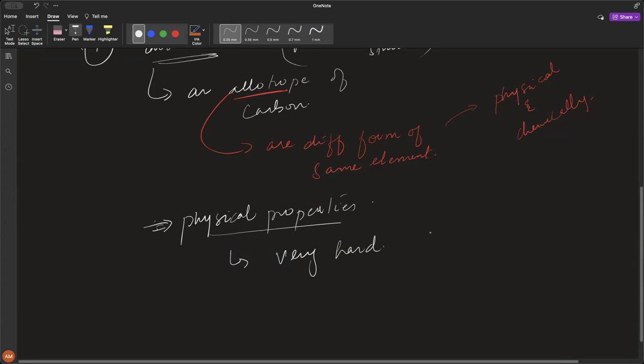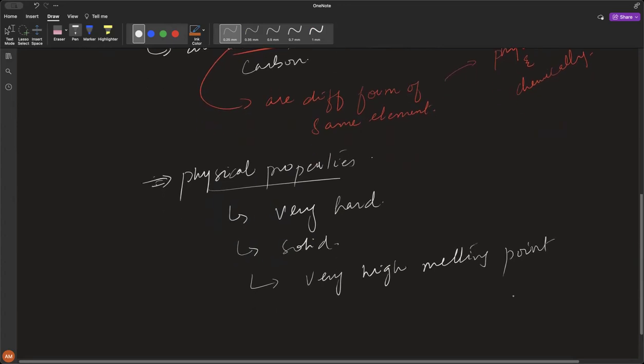Very hard material, solid, very high melting point. Do you know how much it is? It's around 4800 degrees Celsius. Very high. Sorry, I apologize. Around 3500 degrees Celsius. And the boiling point is around 4800 degrees Celsius.